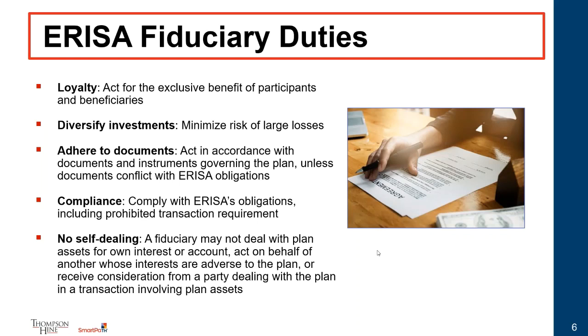You must be loyal, act for the exclusive benefit of your participants and beneficiaries, like what is in their best interest, not what's in the company's best interest. And many times, okay, you've got to diversify your investments. You've got to follow your plan documents, which we'll get to some examples. You need to comply with all of your ERISA and IRS requirements. And you can't deal with these assets on your own account or get kickbacks or other compensation for dealing with these plan assets. So it's a pure fiduciary, independent responsibility and duty to the 401k plan in this instance. Okay.